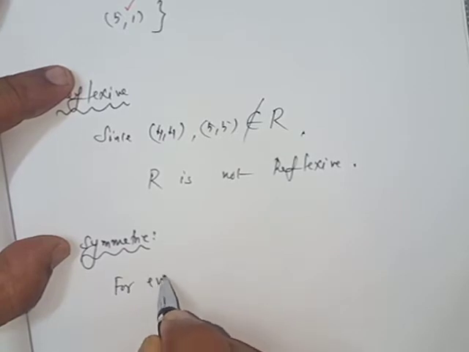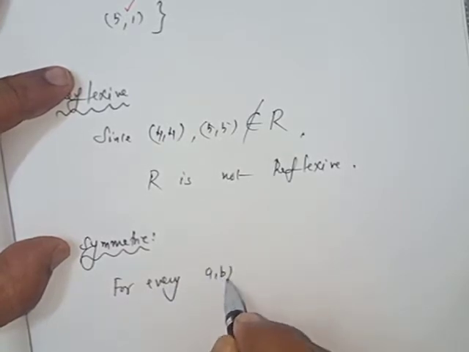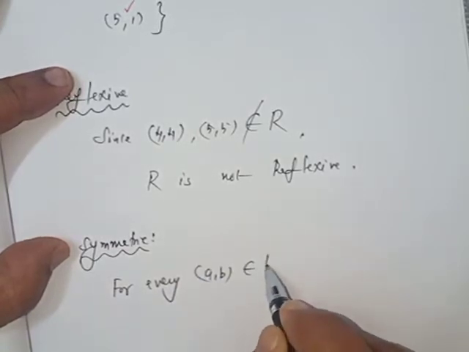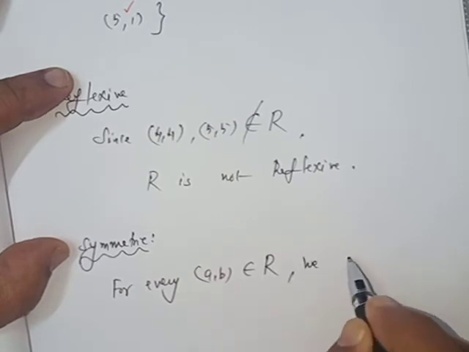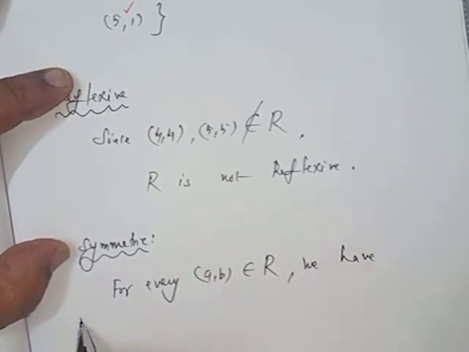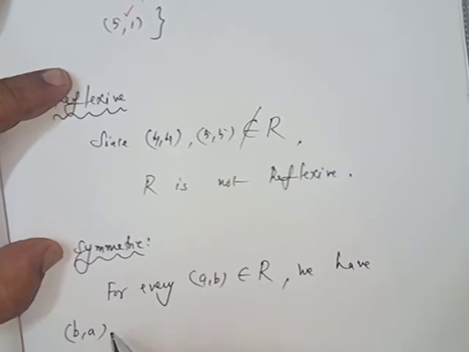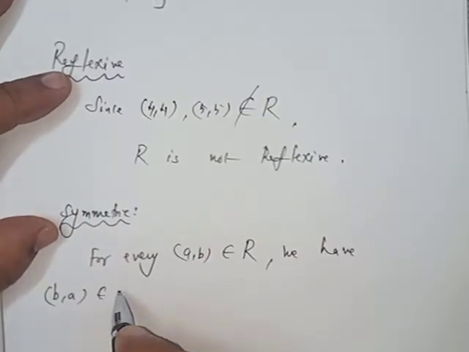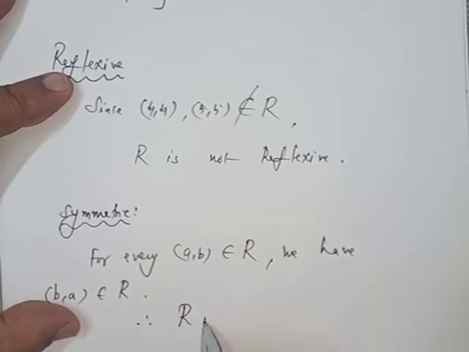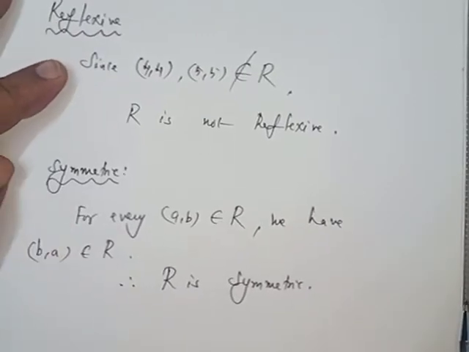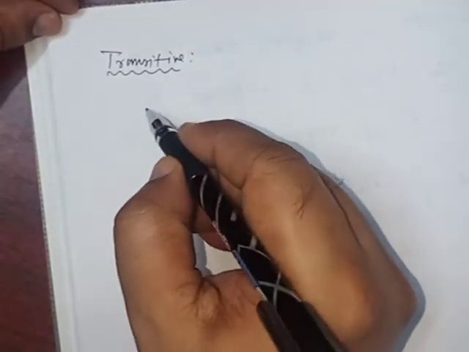For every a comma b belongs to R, we have b comma a belongs to R. Therefore, R is symmetric. Okay, then we can go for transitive.